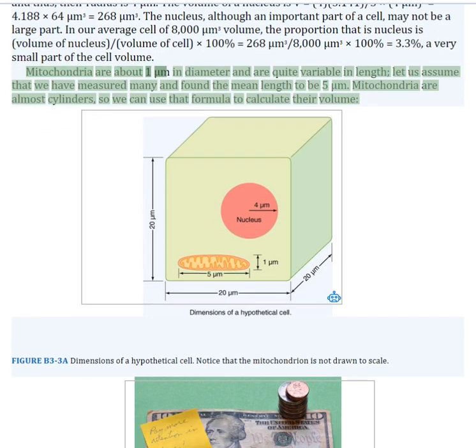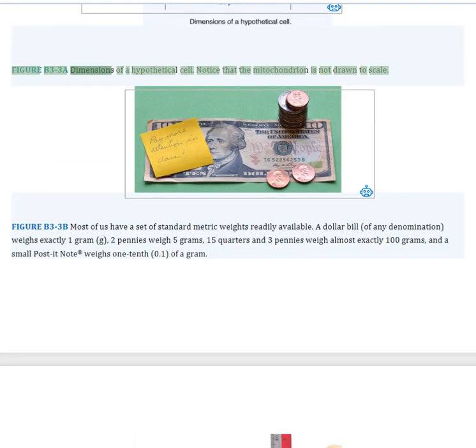Mitochondria are about 1 micrometer in diameter and are quite variable in length. Let us assume that we have measured many and found the mean length to be 5 micrometers. Mitochondria are almost cylinders, so we can use that formula to calculate their volume. Figure B3.3a, dimensions of a hypothetical cell. Notice that the mitochondrion is not drawn to scale.